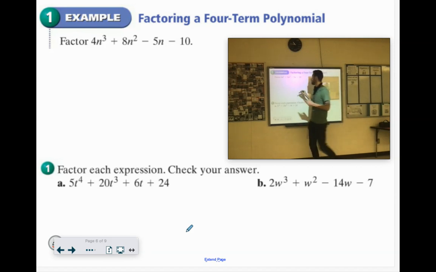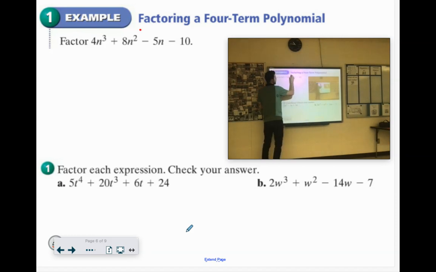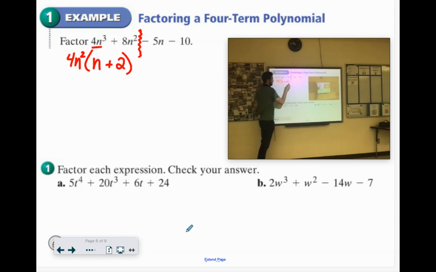Now here's what we're going to do. We're going to split it right down the middle. And we're going to take the greatest common factor of each side. So on the left side, 4n to the third, 8n squared. They both have n squared. And then 4 and 8, 4 would be a common factor. So we're going to factor out 4n squared. Now 4n squared times n would give you 4n to the third. 4n squared times 2 would give you 8n squared.